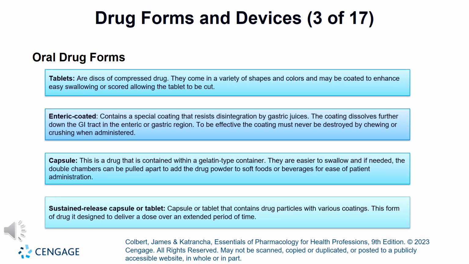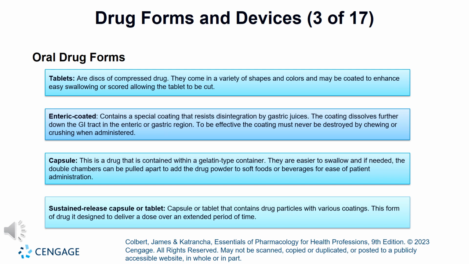The oral drug forms include tablets, which are discs of compressed drug. There are a variety of shapes and colors, and they can be coated to enhance easy swallowing or even scored to allow the tablet to be cut. Enteric coated tablets have special coatings that resist being disintegrated by the gastric juices. The coating then dissolves further down the GI tract into the enteric region. For most effectiveness, the coating must never be destroyed by chewing or crushing when administered.